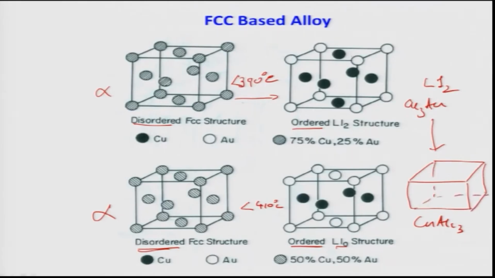Let me draw the FCC unit cells. All the face center cubic positions will be occupied by gold and all the corner atoms will be occupied by copper. That is the difference between Cu3Au and Au3Cu. Both are L12 order structures, but the occupancy of the atoms in different positions is changed.